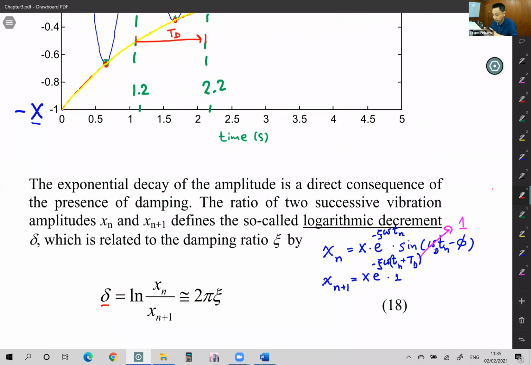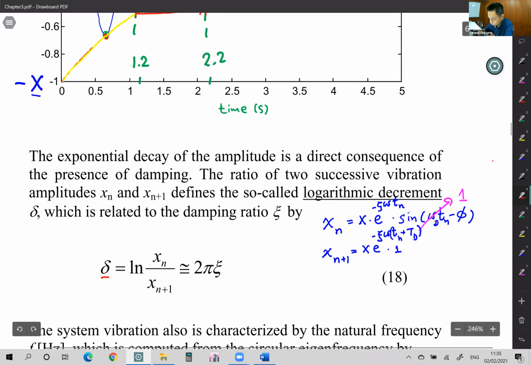Okay, now you have to take the ratio of this. You put xn over xn plus 1, the big X will cancel each other. You would have something like this, I believe. So psi omega TD, and this one is going to be plus. You divide, the exponents go up, right? The coefficients of the power will sum together. I think it's going to be plus. Okay.